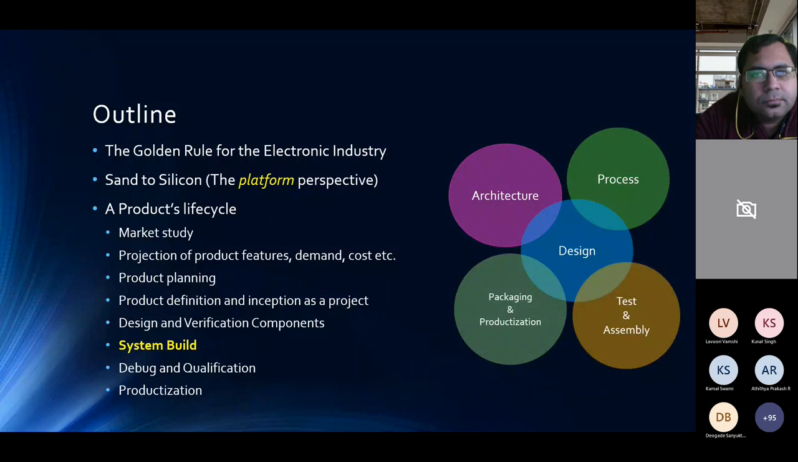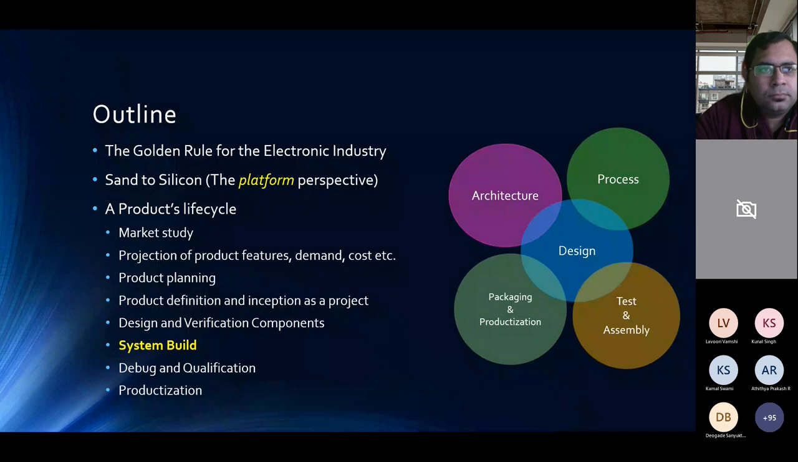I'll cover the golden rule for the electronic industry. What I mean by that, I'll come to that later. Then the sand to silicon process. In that, I'll focus on the platform perspective, and then the product lifecycle.